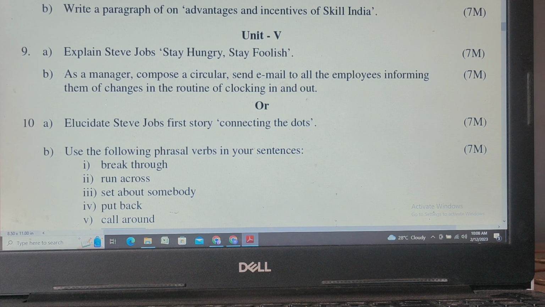Fifth unit, you have to go through Steve Jobs, and the other one is a general question. This is in the first set. So let me take you to the other set also, which will help you to understand whether things are going to be the same or not.